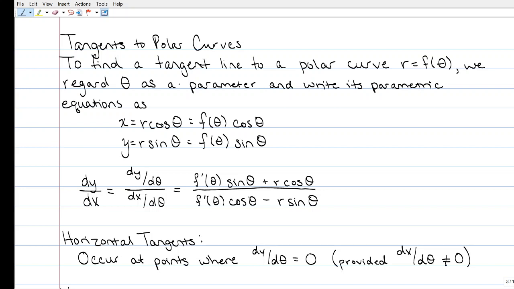Using the product rule in the previous equations for y and x, we get that the numerator, the derivative of y with respect to theta, would be f prime of theta times sine theta plus r cosine theta, where we could absolutely replace r by f of theta. Then dx/d theta is f prime of theta cosine theta minus r sine theta, or minus f of theta sine theta.